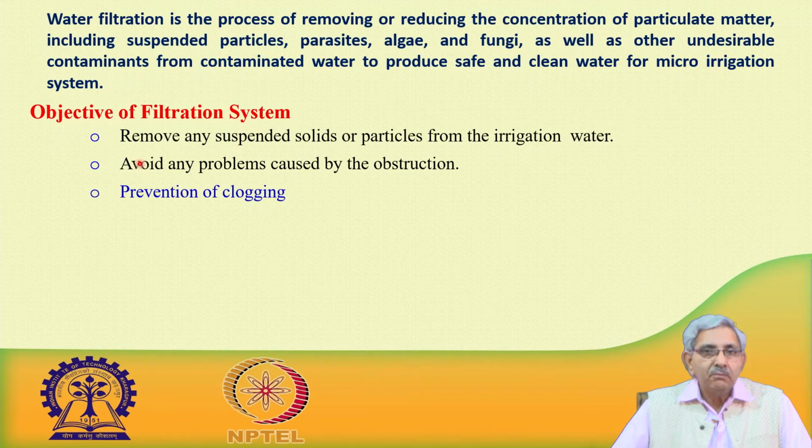The basic objective of filtration system is to remove suspended solids and particles from irrigation water, and avoid any problem caused by the obstruction. So, prevention of clogging is one of the major objectives of using filtration system.